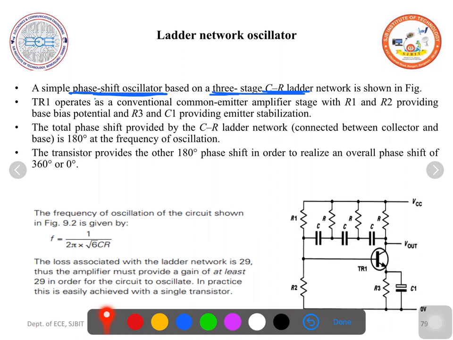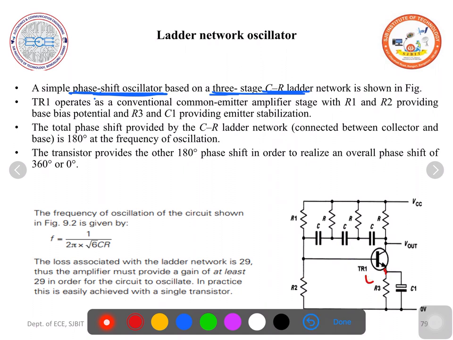If you have forgotten the terminal names, this is the emitter terminal, this is the base terminal, this is the collector terminal. So the emitter is common for the input as well as the output, so we call it the common emitter configuration. So R1 and R2 provide the base bias potential, R3 and C1 provide the emitter stabilization.